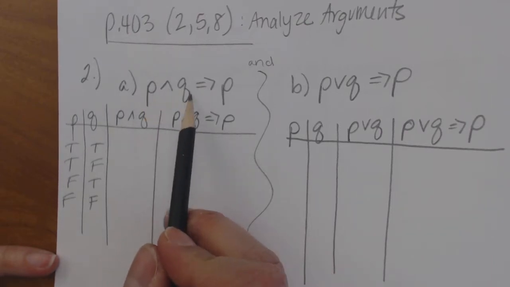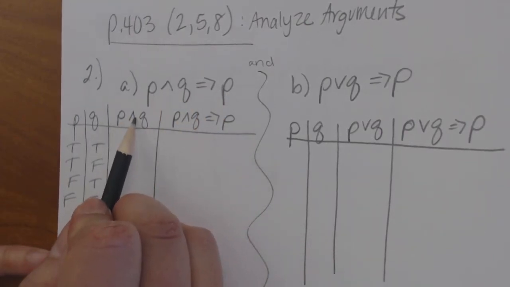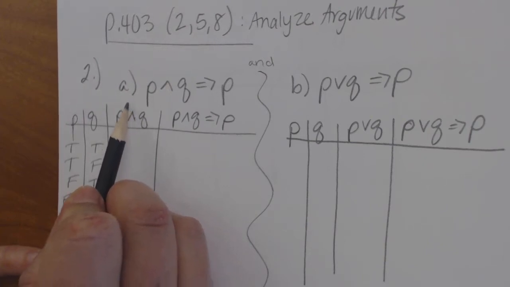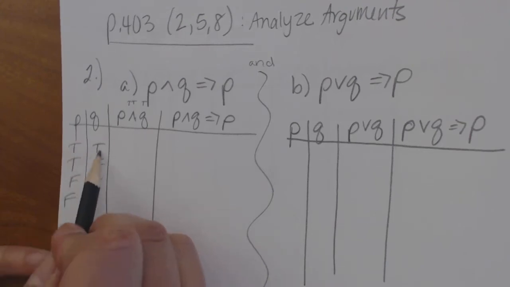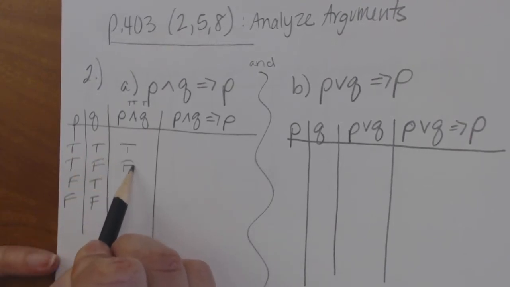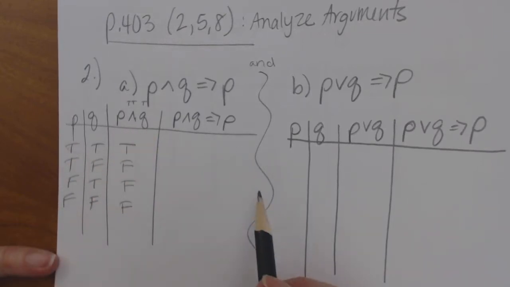Now we need to do P and Q, as there are no negations here or parentheses. So remember, and is both true at the same time. So I need TT to be a true. So here we go, true, true, this is false, and this is false. So this is the only true for and.